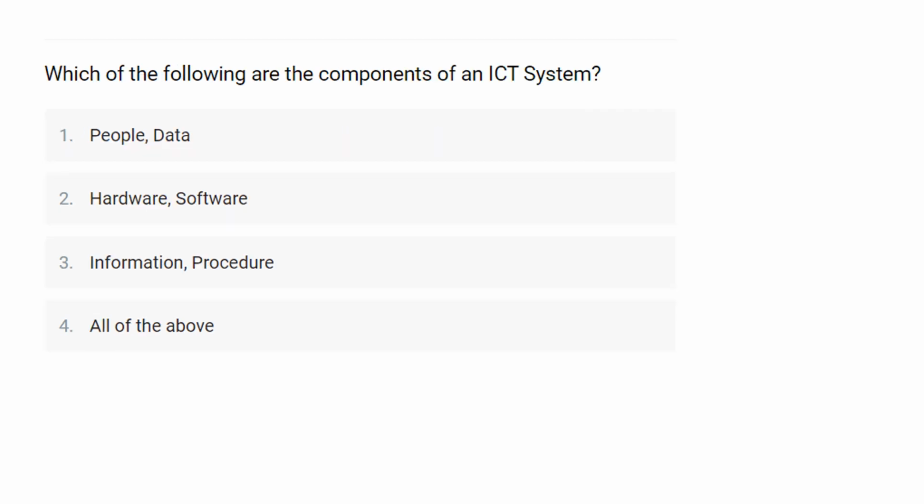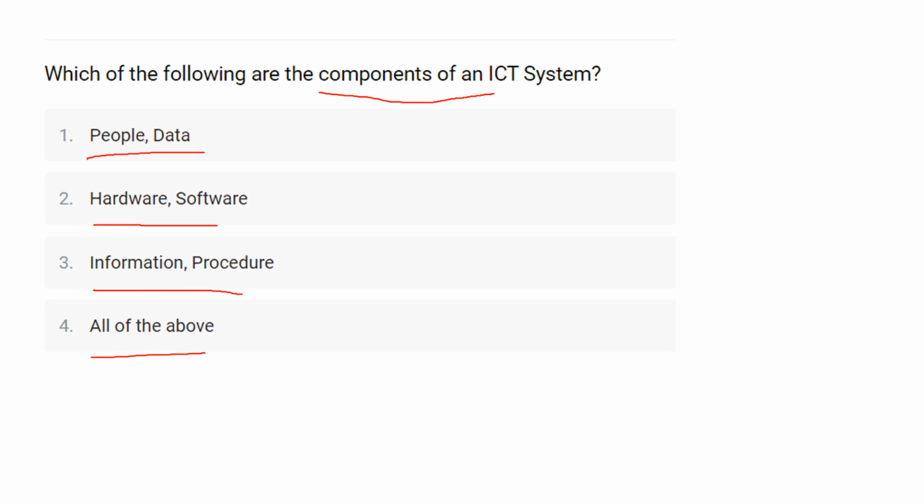Which of the following are a component of ICT? So here in this question they are asking you the component of the ICT, for which the first option is people data, second one is hardware software, third is information procedure, and the last one is all of the above.